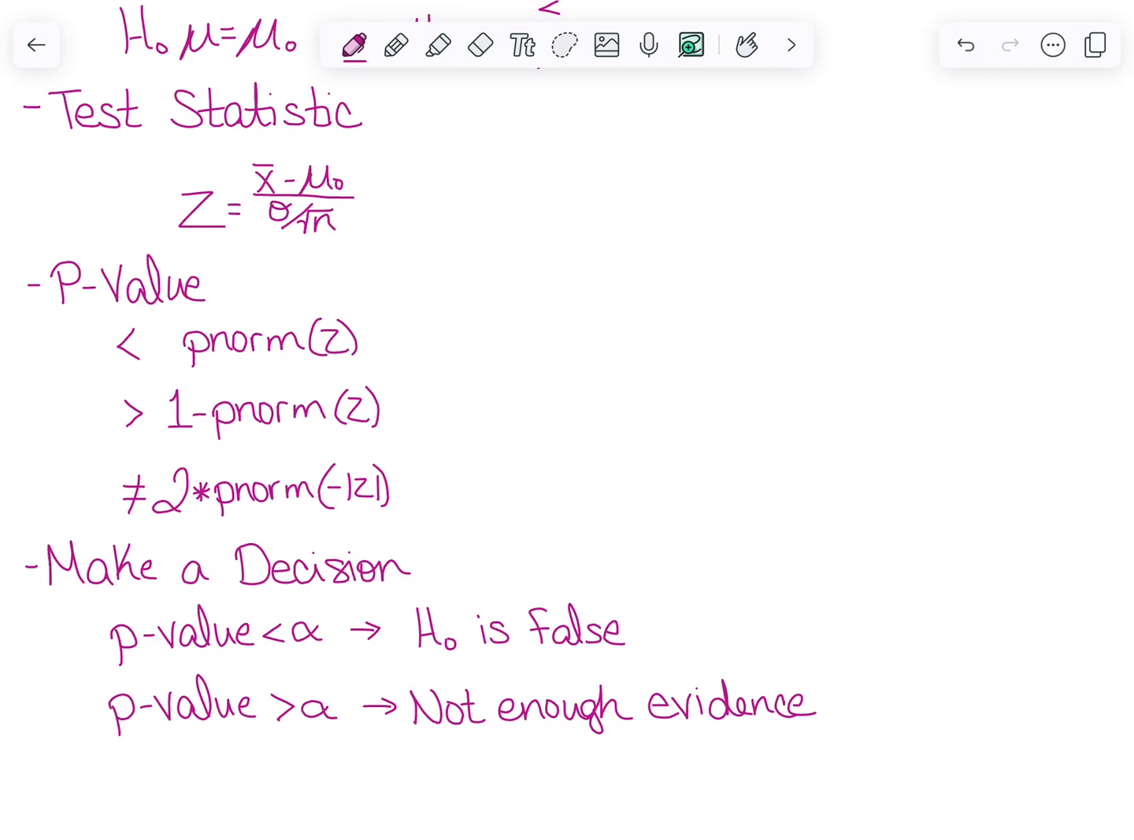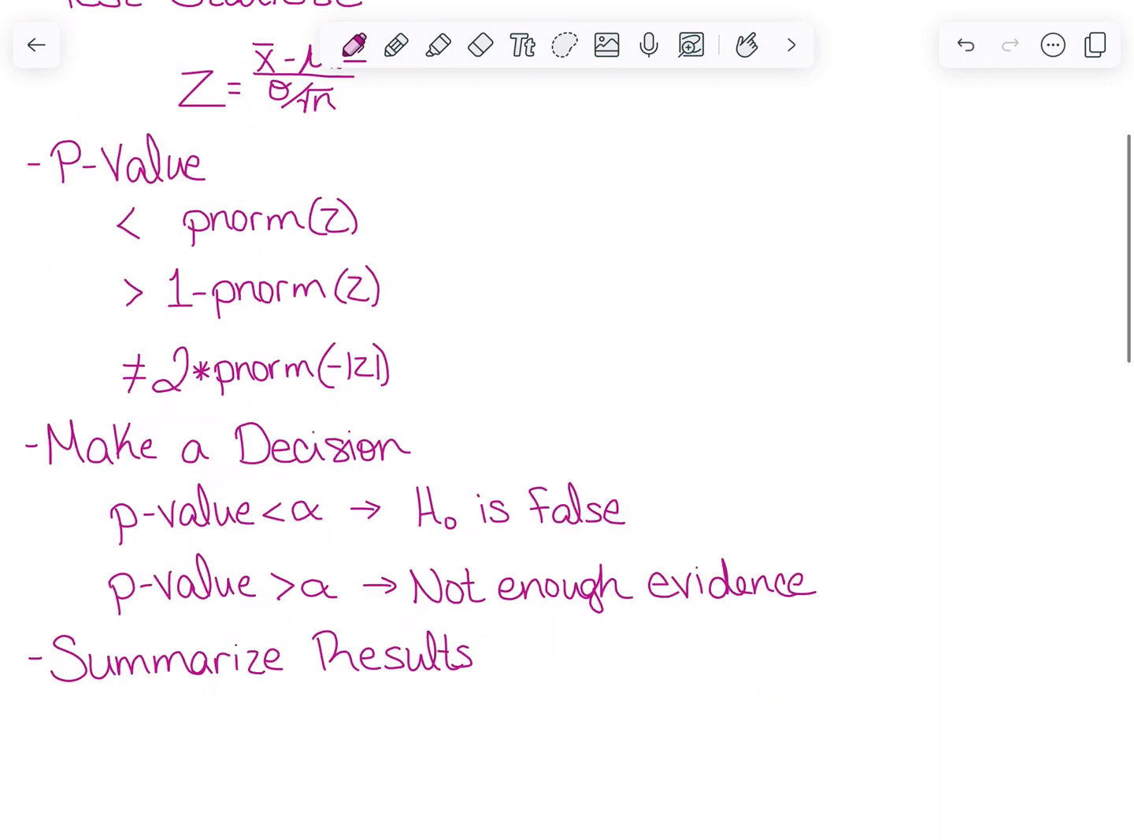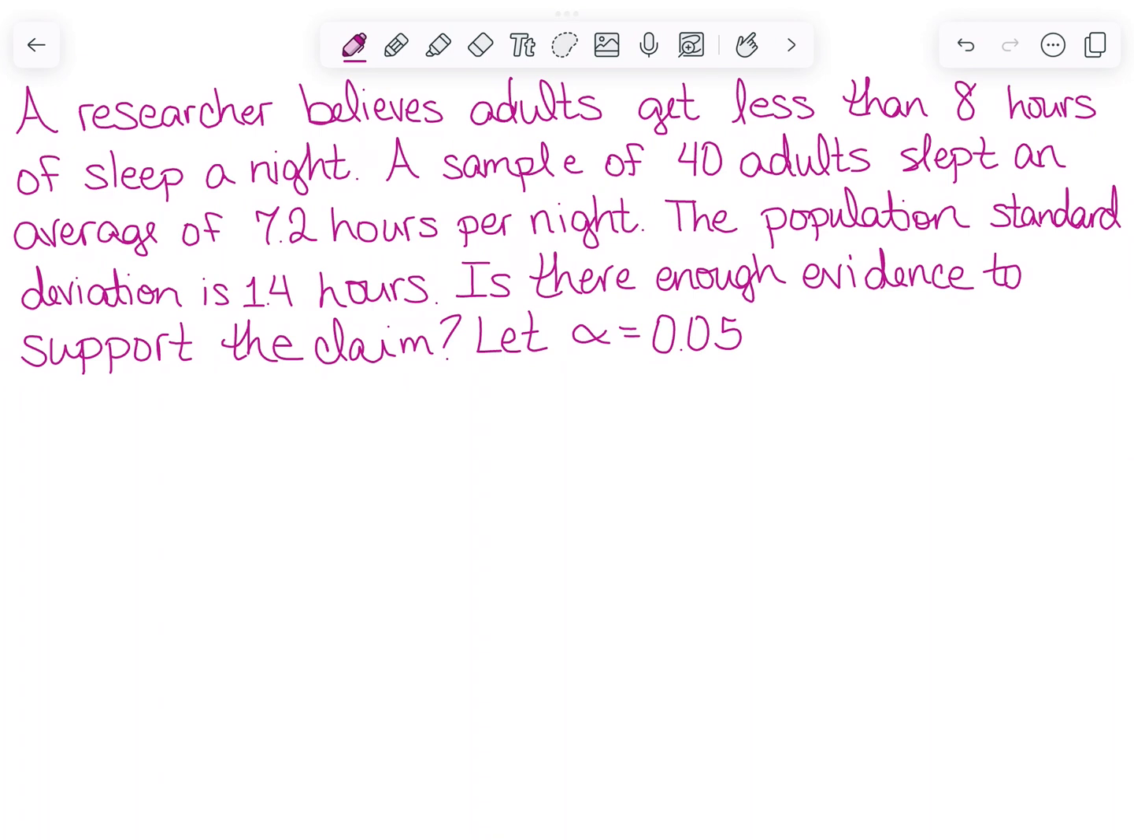Our fourth step will be to actually make a decision. For this, if the p-value is less than our given value alpha, then we know H0 is false. And if our p-value is greater than alpha, then there's not enough evidence to say that H0 is false. And then our final step will be to summarize the results, to put it back in terms that the general public could understand.